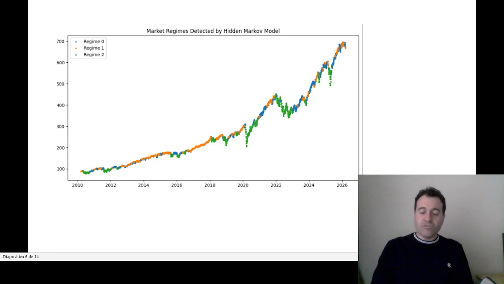It is important to note that the HMM does not know economic concepts such as bull markets or bear markets. Instead, it detects statistically distinct patterns in the data, which we later interpret as different market environments. This type of regime detection is widely used in quantitative finance to improve portfolio allocation, risk management, and trading strategies.